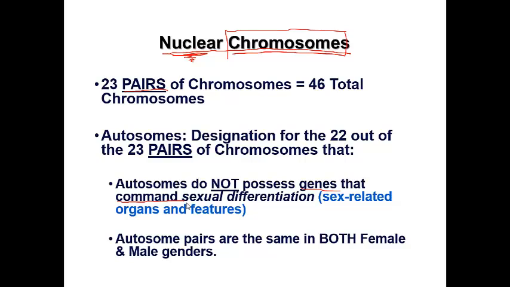And in this case, the autosomes, these 22 chromosome types that you have in common between males and females, are not involved with bringing about any of these differentiations that are involved in sex and reproduction, right?